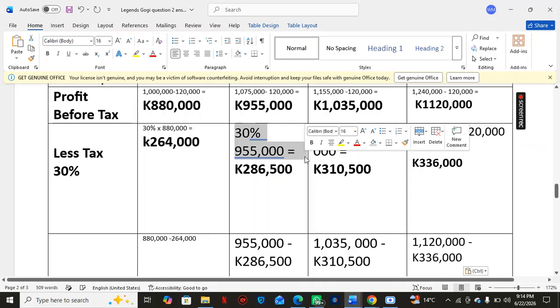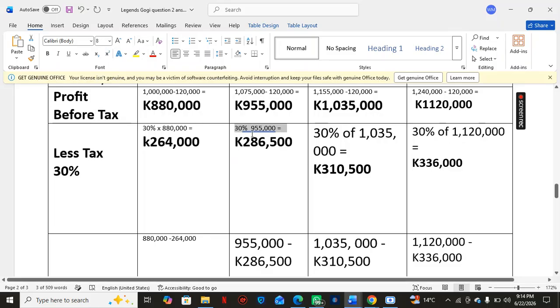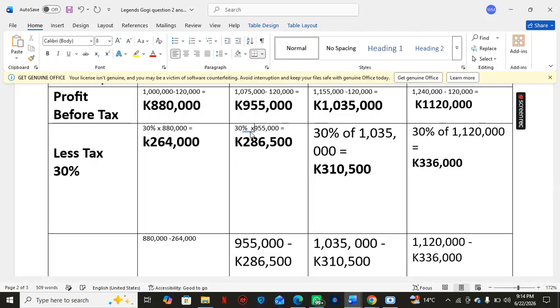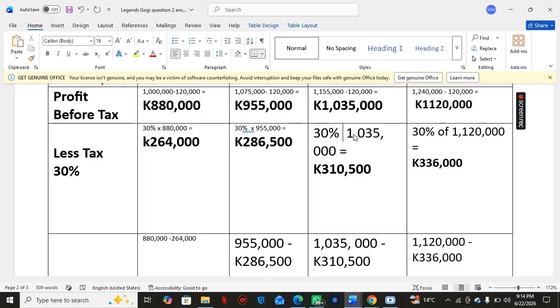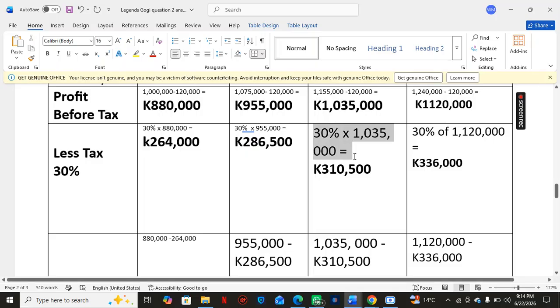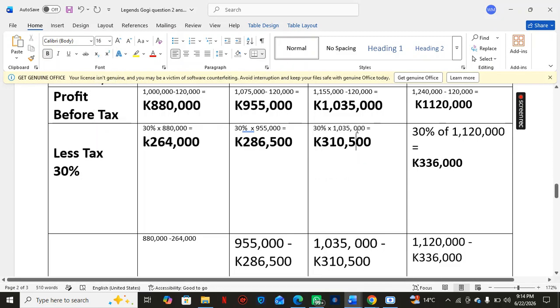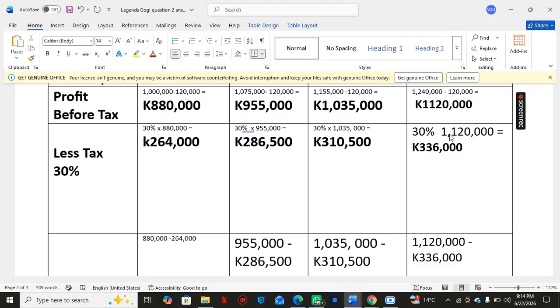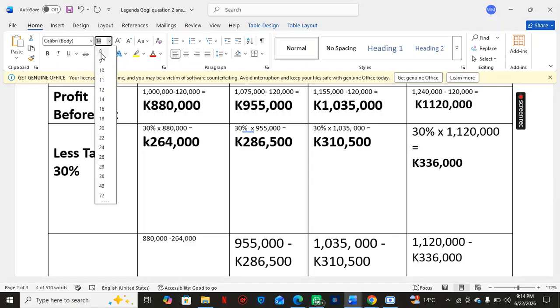30% of 955,000 is 286,500. 30% of 1,035,000 is 310,500. 30% of 1,120,000 is 336,000.